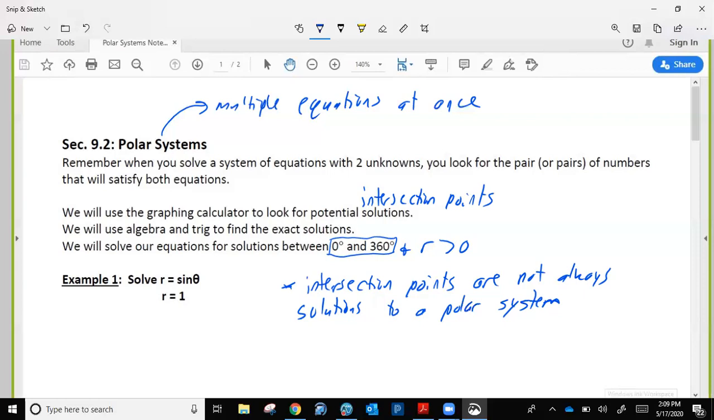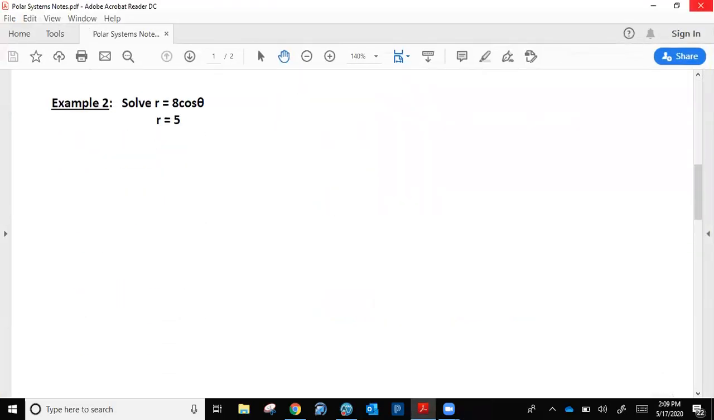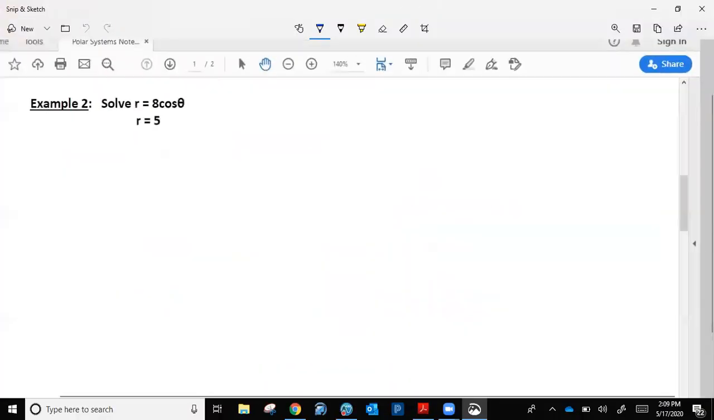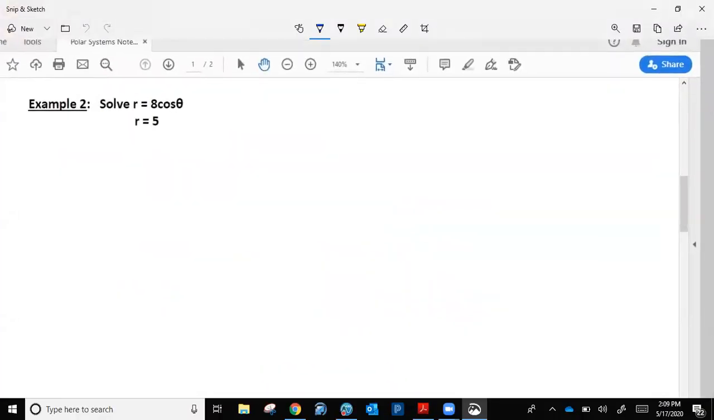I want to try to make this a little bit shorter, so I'm not going to do this first example. It was pretty straightforward. Let's skip into the second example. On example 2, we have a polar equation, r equals 8 cosine theta, and also r equals 5. First thing I want to do is graph each of these on the same polar plane and make a sketch to find potential solutions, these intersection points.